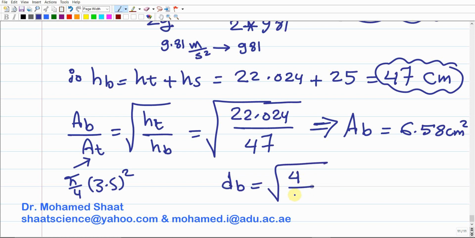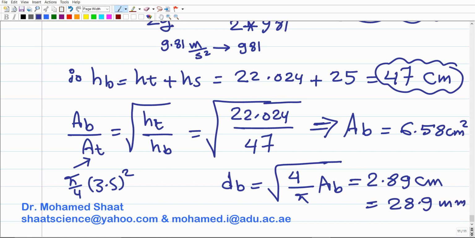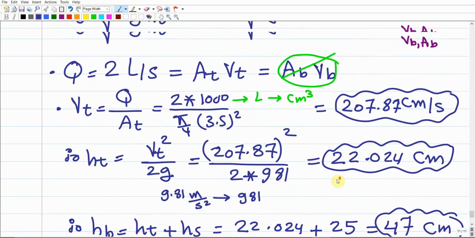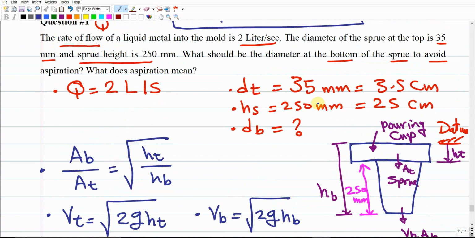From this area we can simply find the diameter of the down sprue at the bottom, which is going to be the square root of 4 over pi times AB. This is going to give us the square root of 4 times 6.58 over pi, which is going to give us 2.89 centimeter, which is going to be like 28.9 millimeter, right? This is going to be the diameter at the bottom, and the diameter at the top was already given as 35.